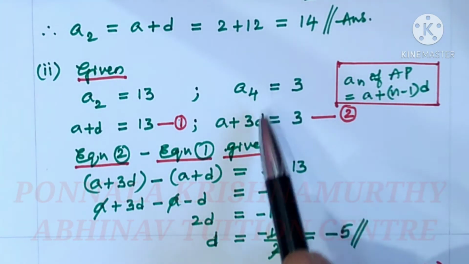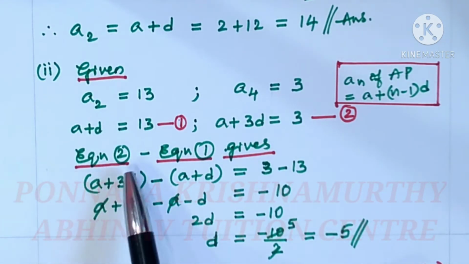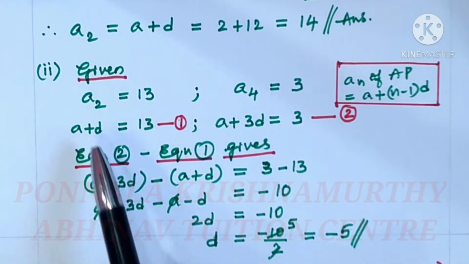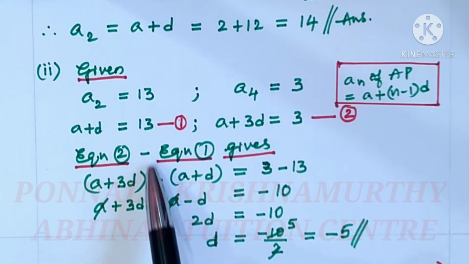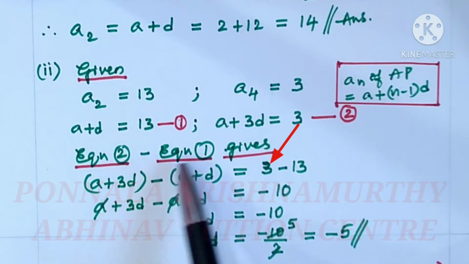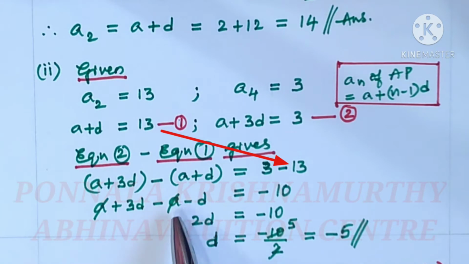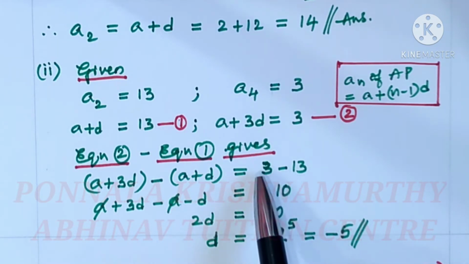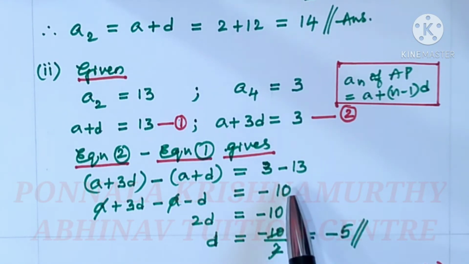So we have 4 minus 1, 3, and here 2 minus 1, 1D. Equation 2 minus equation 1 gives this one minus this one and this one minus this one. Now A plus 3D minus A plus D is equal to 3 minus 13. A plus 3D minus A minus D, the sign is for subtraction, bigger number sign. So this is minus 10.